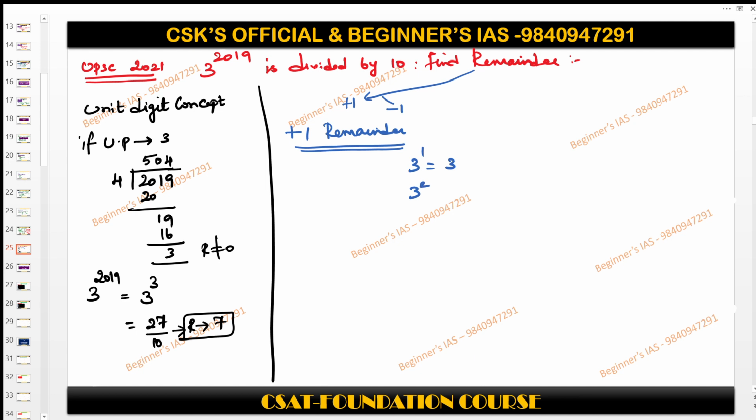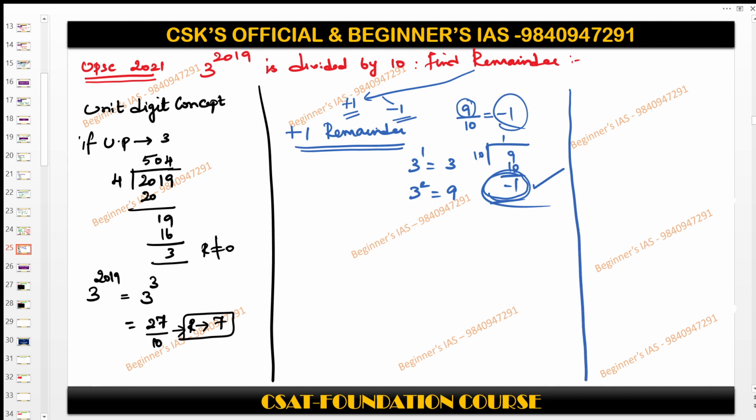Now 3 power 2. 3 power 2 is nothing but 9. When this 9 is divided by 10, here we are getting minus 1, isn't it? Since this can be expressed as 9, here 10, 1 times 10, you are getting minus 1. This concept applies with respect to the negative remainder concept. We are getting minus 1 as the remainder. What I have mentioned, you can express in terms of plus 1 or minus 1. Here, if we take 3 square, we are getting minus 1 as the remainder.